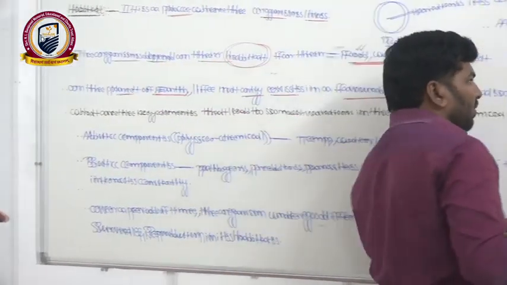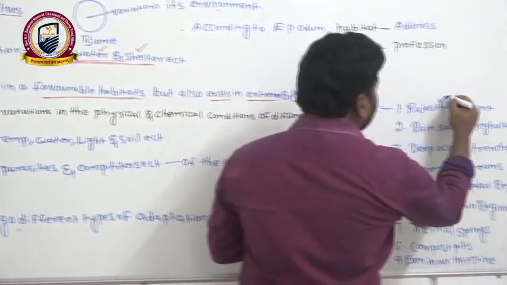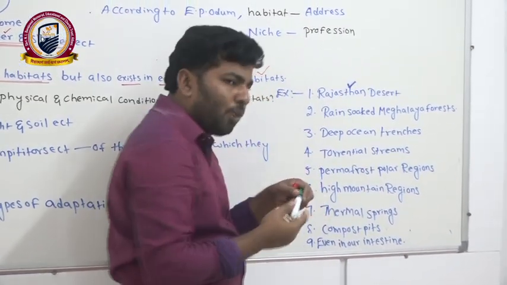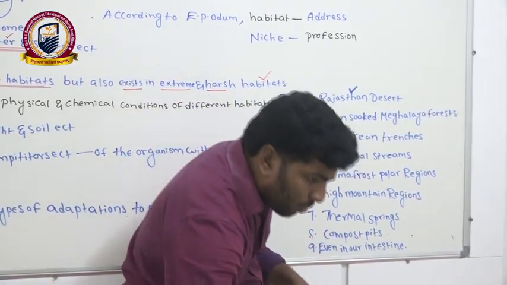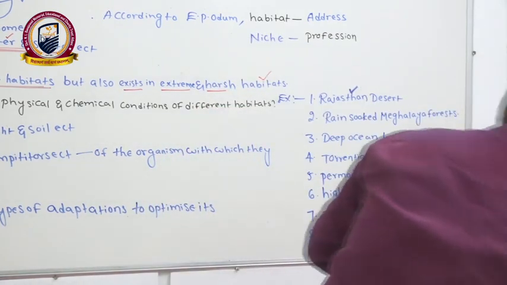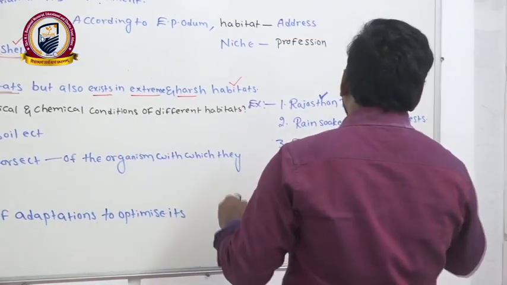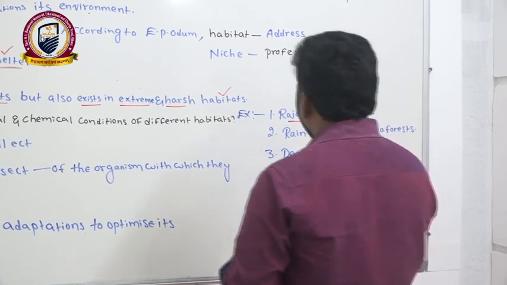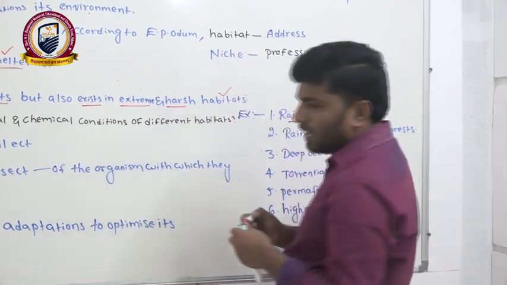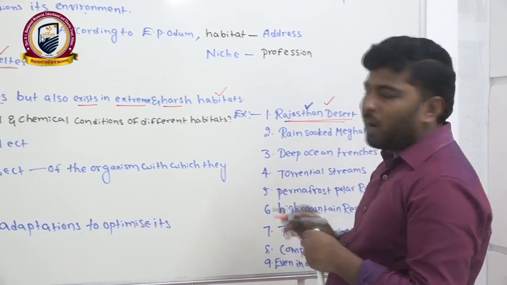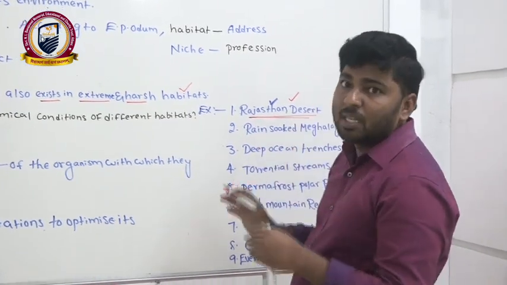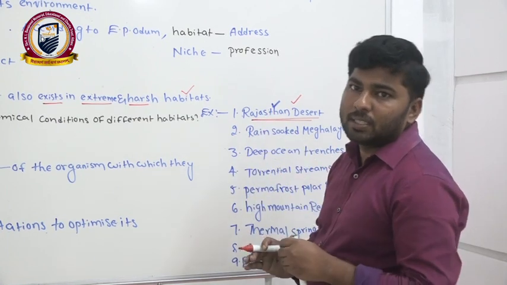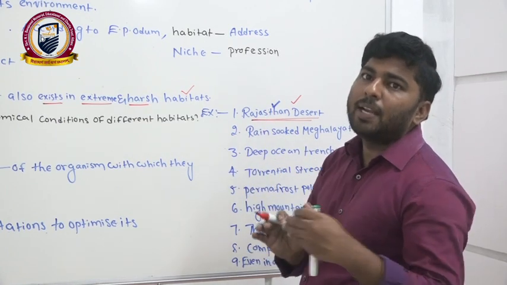Okay, now you can take some examples of extreme habitats. First, take the Rajasthan desert. The Rajasthan desert is not a compatible or good habitat, because no one would try to live there. But in this area also we have seen some organisms, such as camels. Why do camels live in this area? Camels are found only in desert places. They require high temperature.